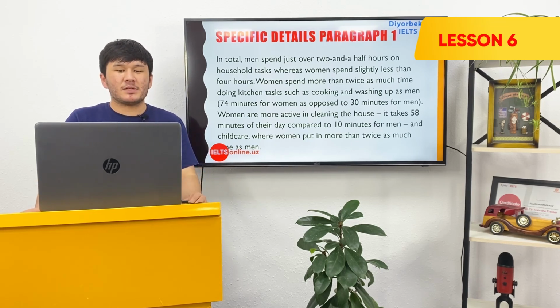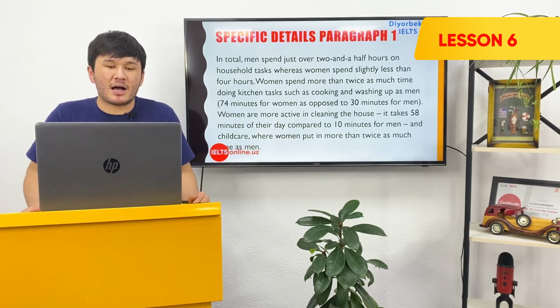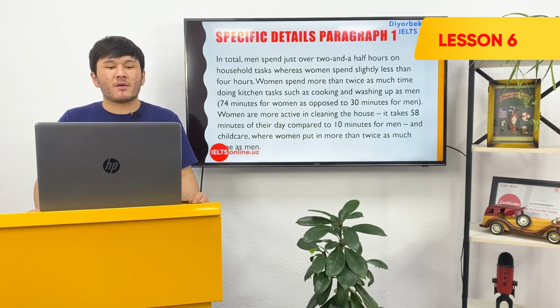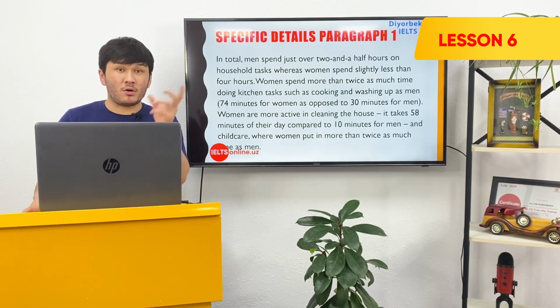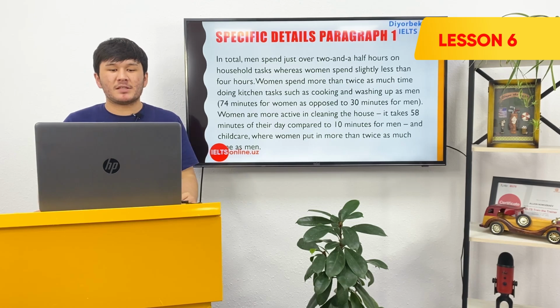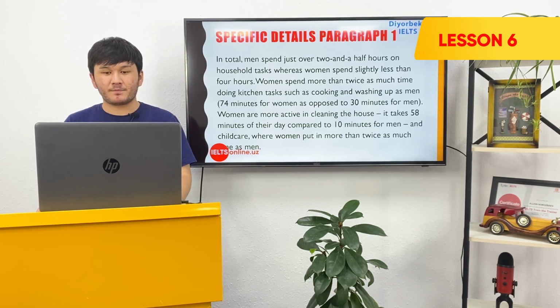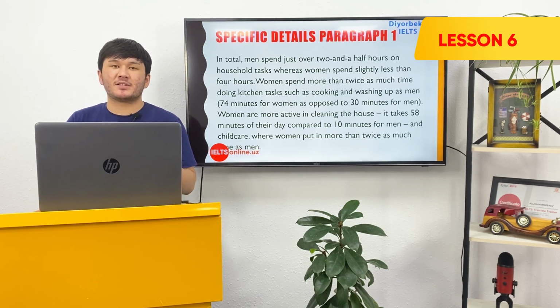In total, men spend just over 2.5 hours on household tasks, whereas women spend slightly less than 4 hours. So whereas is a nice contrast that you can use, and also another one is while. Women spend more than twice as much time doing kitchen tasks, such as cooking and washing up, as men. This was the sentence structure that we learned in lesson number 3.